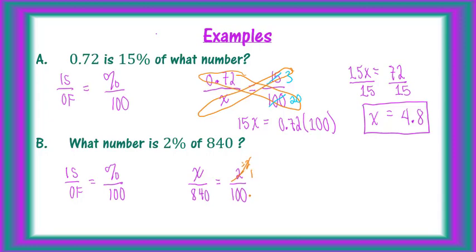And since I divided the numerator by 2, I also have to do the denominator, which gives me 50. We're going to go back to our cross multiplication. We're going to multiply on this diagonal and multiply on this diagonal. So that gives me 50 times x, or 50x equals 1 times 840. We divide both sides by 50.